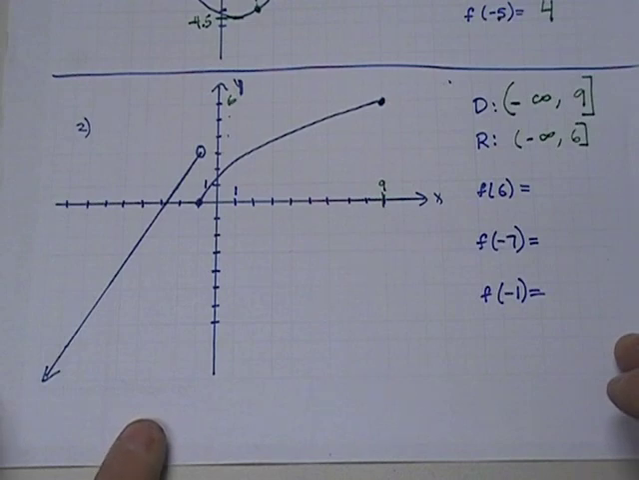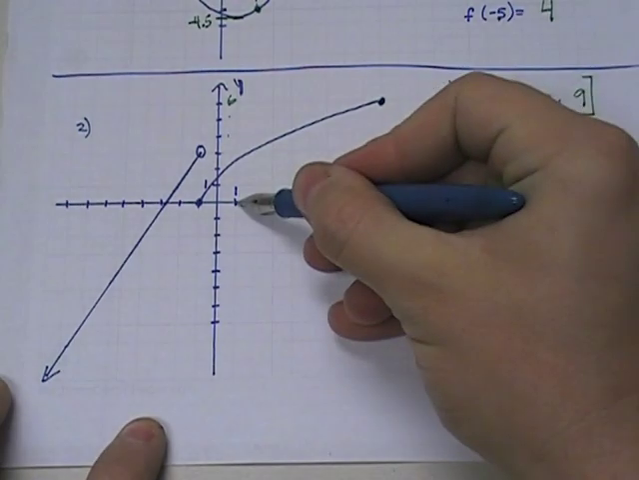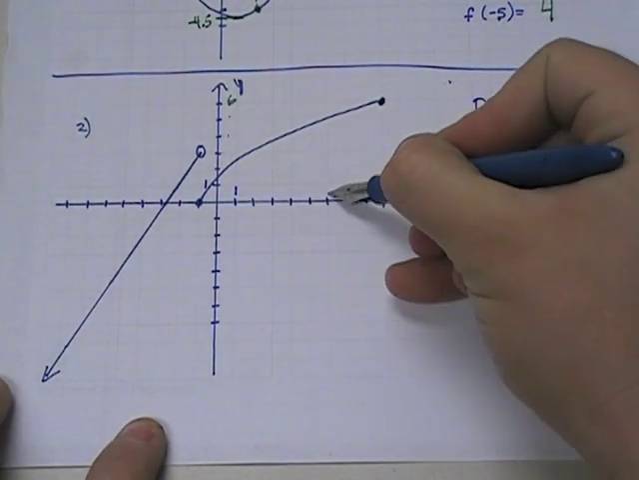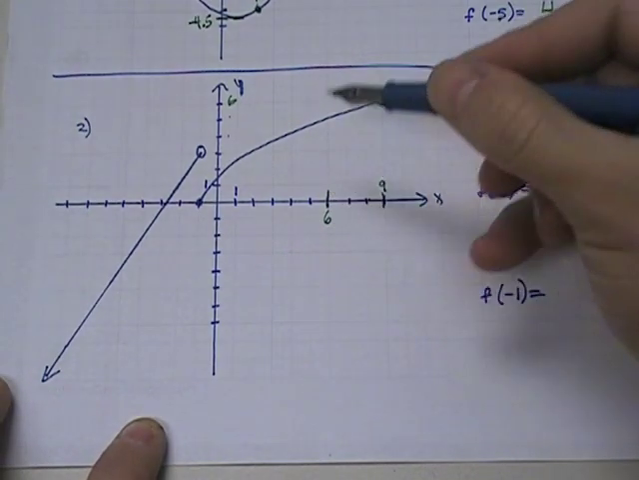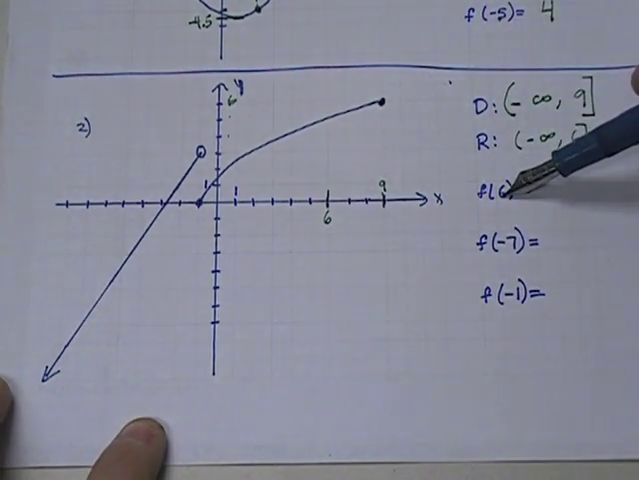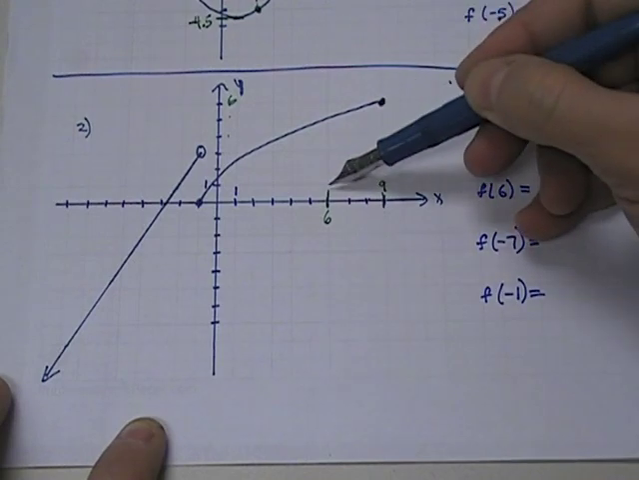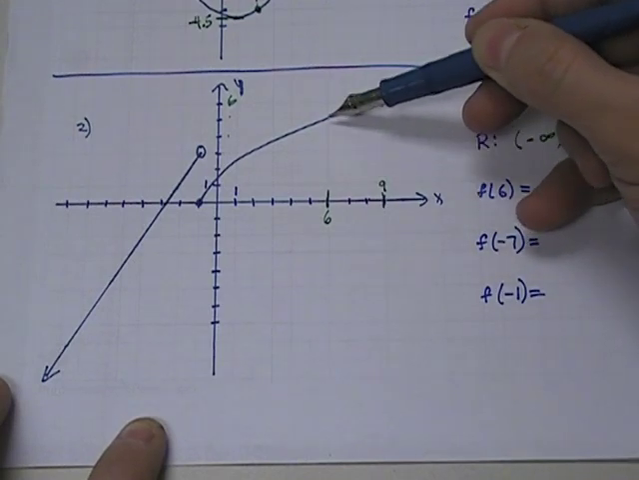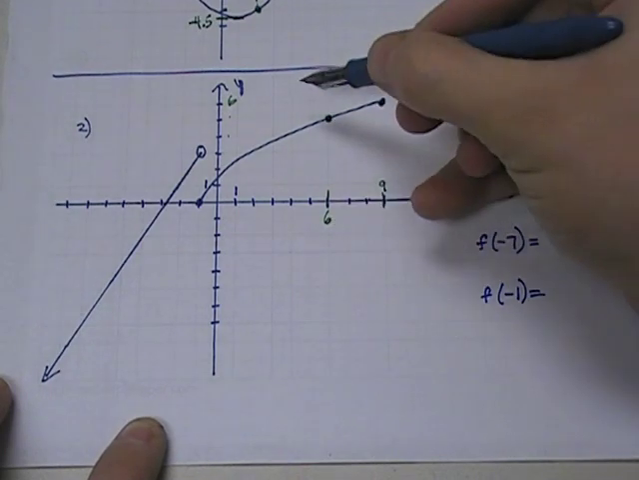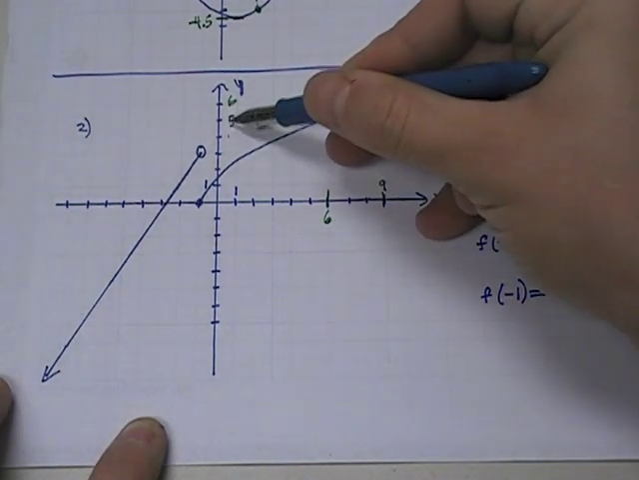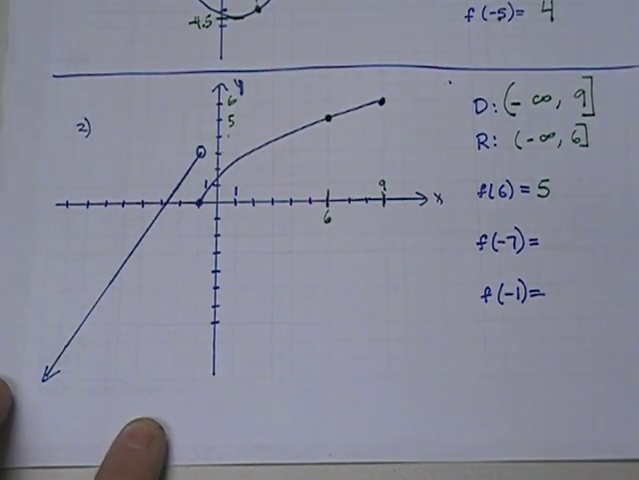And we've been asked to find 3 things: f of 6, f of negative 7, and f of negative 1. So we'll start at f of 6. 1, 2, 3, 4, 5, 6. So there is 6 on the x-axis. When x is 6, find the y value. So we go up to here, and there's the point. When x is 6, y is 5. Okay?